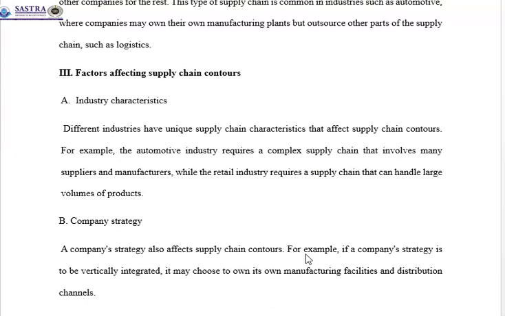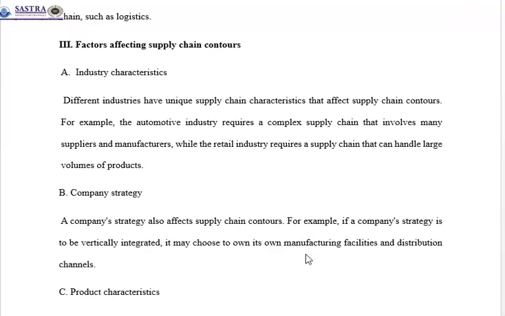Company strategy is the second point which affects the supply chain contours. A company's strategy also affects supply chain contours. For example, if a company's strategy is to be vertically integrated, it may choose to own its own manufacturing facilities and also the distribution channels. So that will affect the contours also.